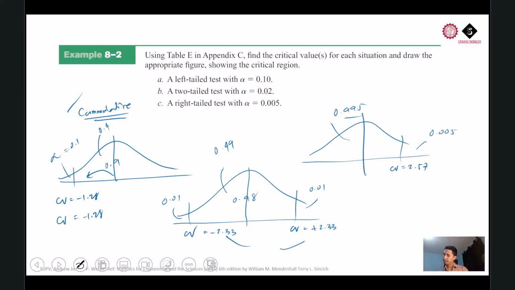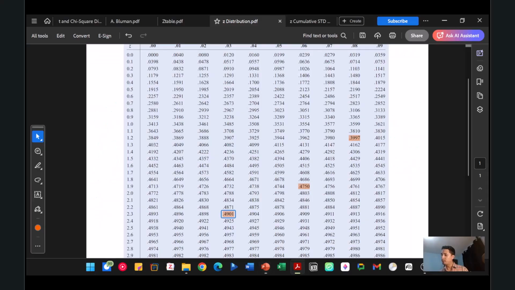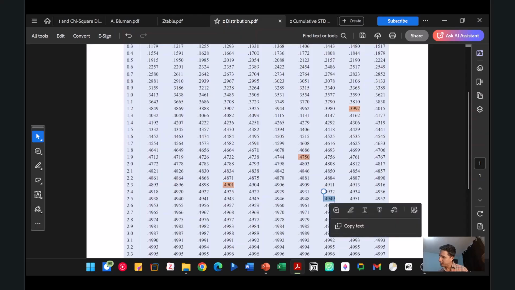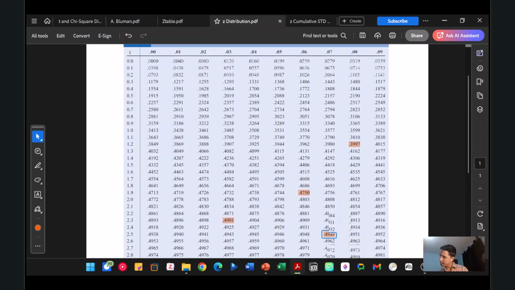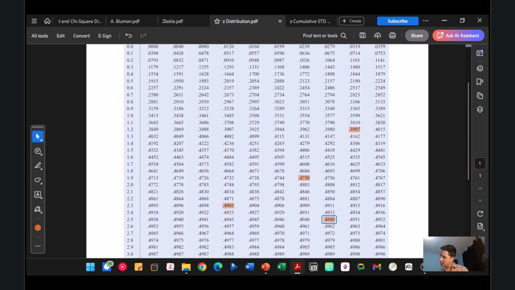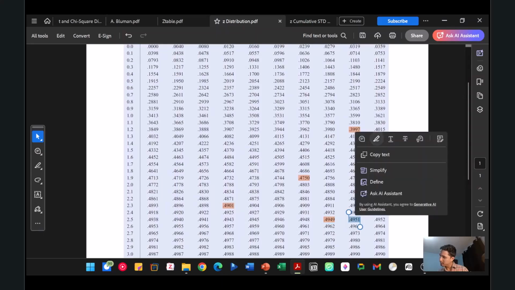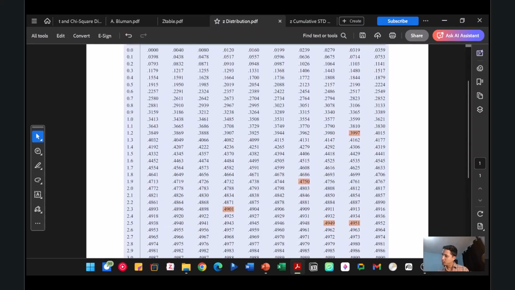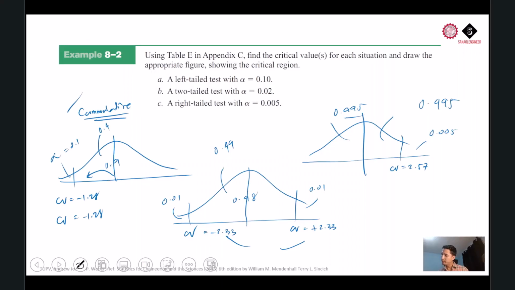And the last, this is 0.005, therefore this is 0.495. So I have to look for 0.495. 0.495 is here. That's 2.5... it is 2.57 or you can use 2.58. Okay? Because they are equally distant. The difference is just 0.001 from 0.495. So it's either 2.57 or 2.58. Okay?